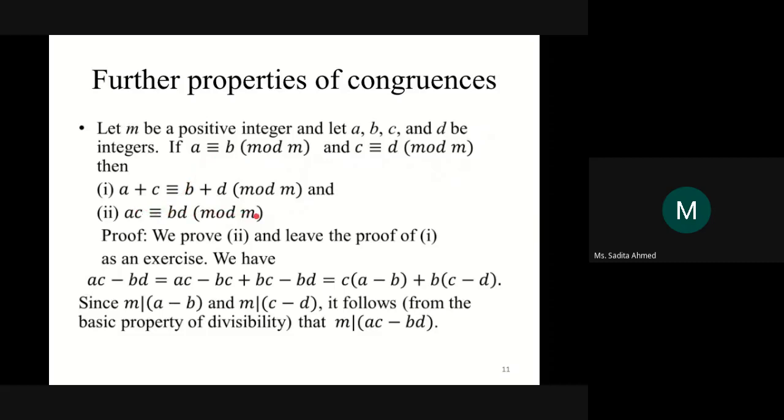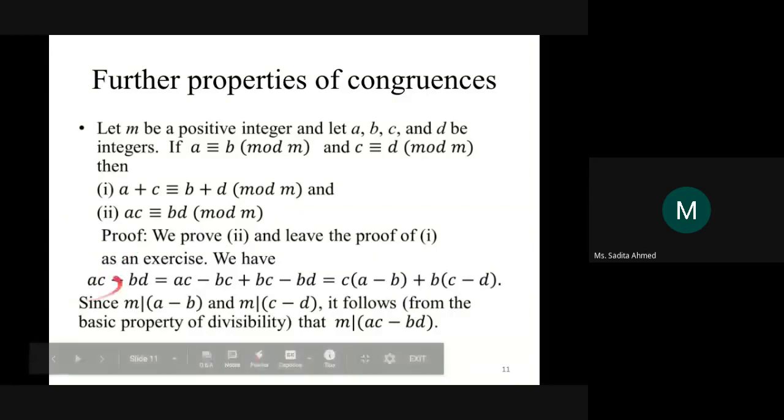Now, in order to prove this, first of all, let's see what this expression means. ac congruent with bd mod m. What does it mean to say that, guys? What does this mean? According to the definition of congruence, ac minus bd will be divisible by m, and the result will be an integer. Yes, that's correct. Now, we have to prove that ac minus bd is indeed divisible by m.